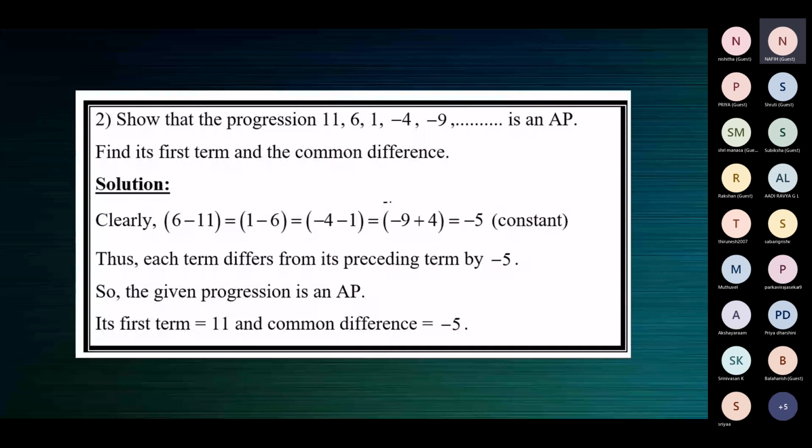So here it is -9. It's not +4, it's -4. Don't think they're adding. -9 is one term, and -4 is another term. Its preceding term is -4, and you'll have to find the difference. So -9 minus -4, which is -9 plus 4.